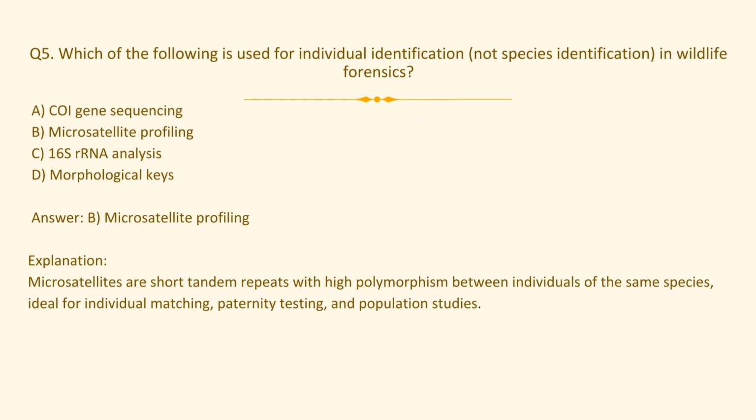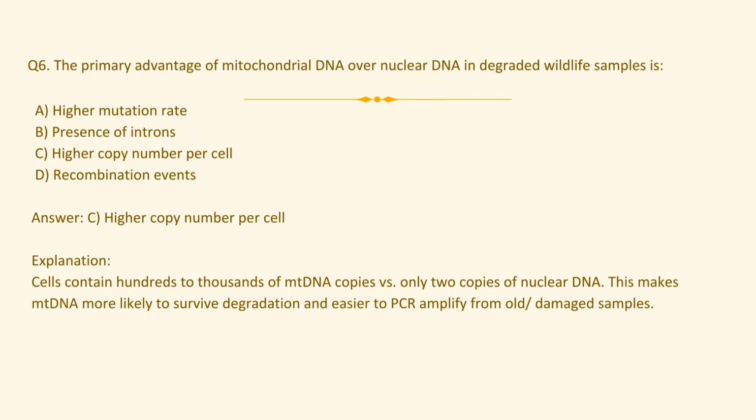Fifth, which of the following is used for individual identification in wildlife forensics? Answer is microsatellite profiling. Now, microsatellites vary greatly between individuals of the same species, making them useful for individual matching, parentage analysis, and population studies.